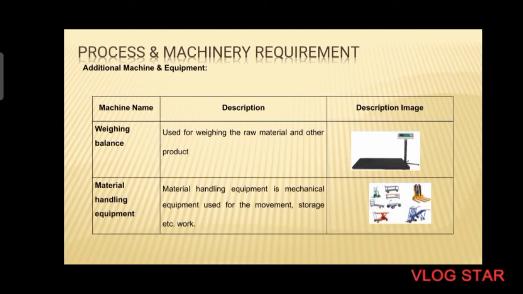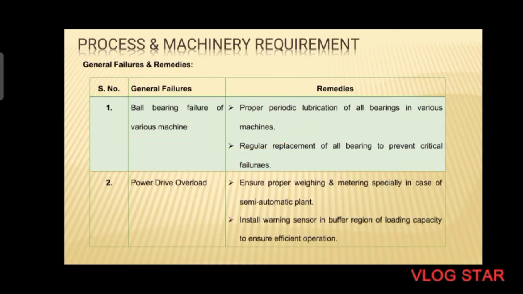Other additional machines you could use: weighing balance, used for weighing the raw material and other products. Material handling equipment. Material handling equipment is mechanical equipment used for the movement, storage, etc. Next, the general failures and remedies of the machines used in the milling of pulses.